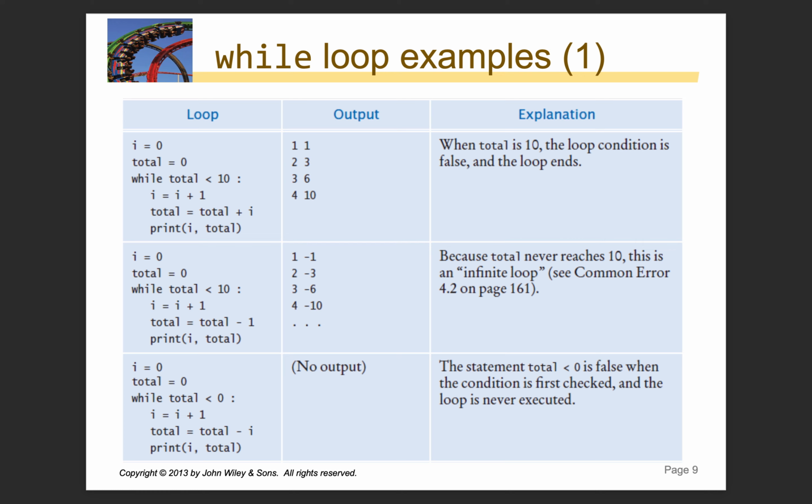Okay, if we look at row number 4, again, fairly similar program. I equals 0, total equals 0. While total is less than 0, I equals I plus 1, total equals total minus I, print I comma total. This isn't going to output anything.